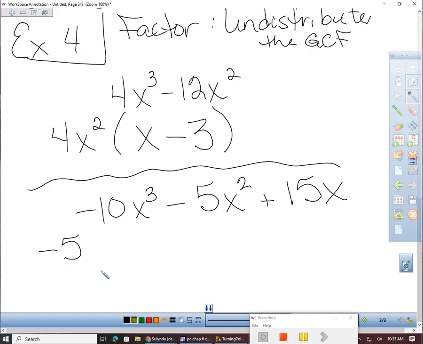All right, so I'm going to put my x. Then I'm going to put my parentheses. So in the first one, I'm taking out the negative, and I'm taking out a 5. What am I left with? 2. And then x to the what?